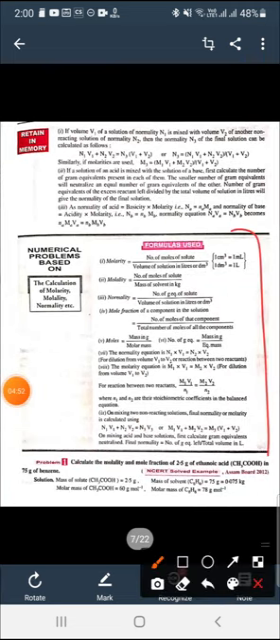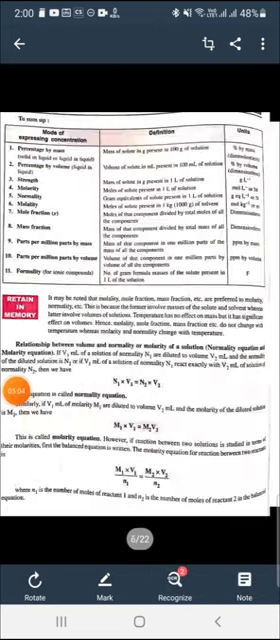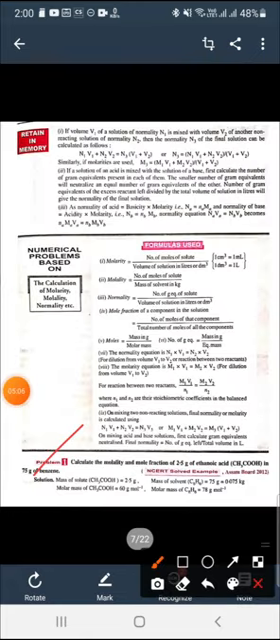Next, these are the numericals. You have to do all the numericals within 2 days. Day after tomorrow I will take the unsolved problems. So we will do the first problem, first example.